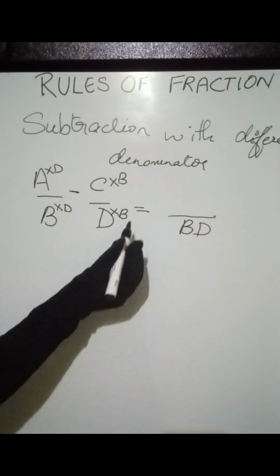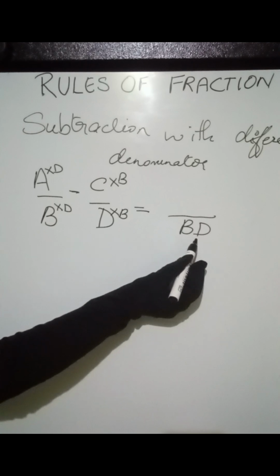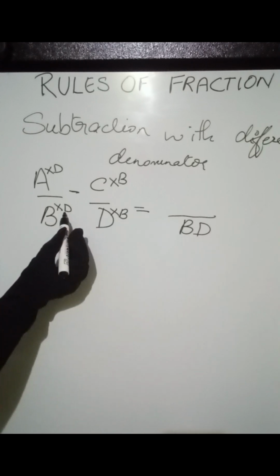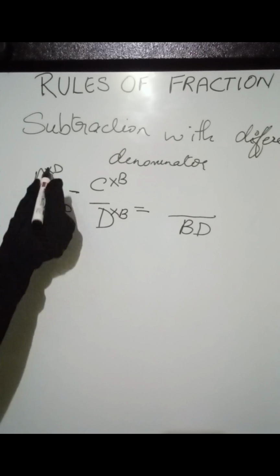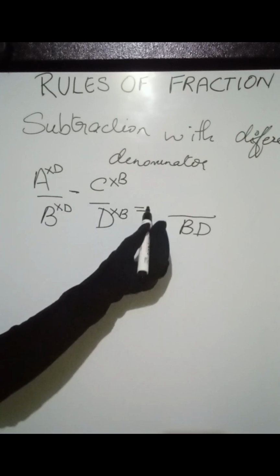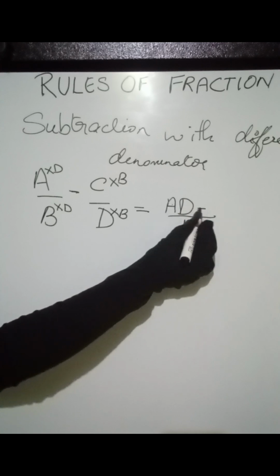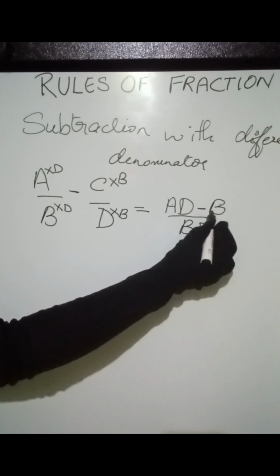Alright, so because you made the denominator common and you have to multiply the D with A and B with C, the numerator will be AD minus BC.